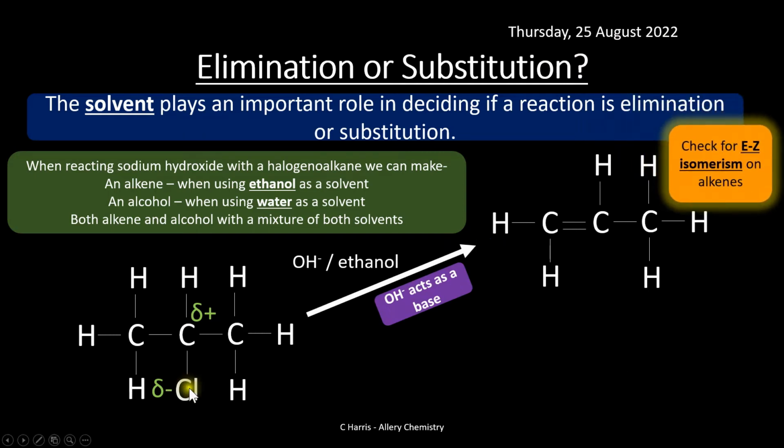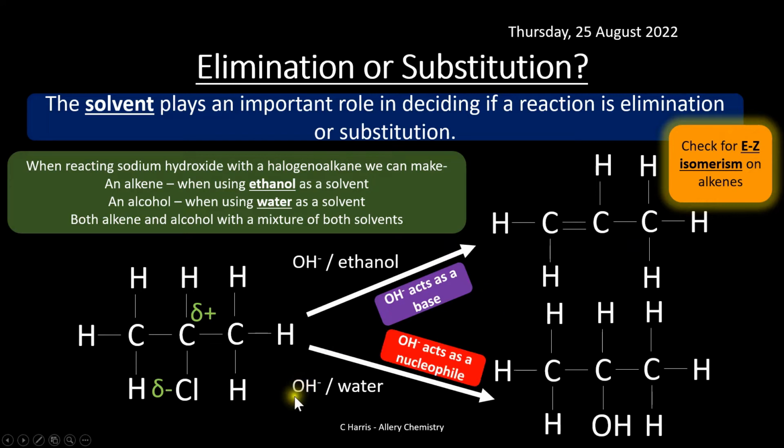This is obviously your secondary halogenoalkane because you've got two carbons either side, as you can see there. So if we react that with OH- ions and ethanol, then the OH- acts as a base. That's definitely a base because we're reacting it with ethanol. And then you form your alkene, which is here. OH- acts as a base and removes the hydrogen and the chlorine. Look out for EZ isomerism as well, and you will have seen that in the introduction to organic chemistry topic when we look at EZ isomerism, so stereoisomerism. So just double check for that as well.